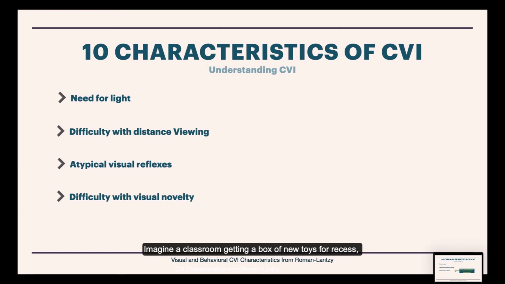Imagine a classroom getting a box of new toys for recess, or a teacher adding new toys to some centers in the room. How might the child with cortical visual impairment respond differently than a child without CVI? Providing items that are visually similar to the individual's familiar items, or teaching the individual about the visual characteristics of the new target are just a couple ways we might support this difficulty with visual novelty.